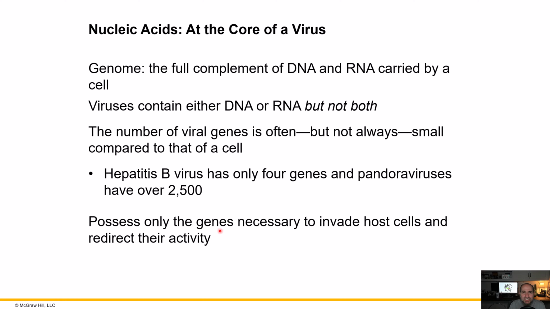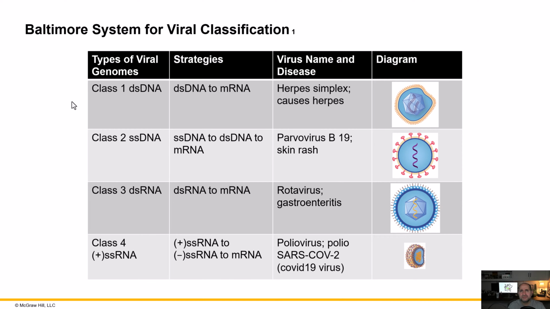Viruses only need the genes necessary to invade host cells and redirect their activity. Those genes are there to redirect the activity of the host cell and to code for new capsid proteins, new spike proteins, new enzymes, and the enzymes necessary to copy all the viral components. Now, how do they categorize or classify viruses? Let me introduce you to the Baltimore System of Viral Classification. Baltimore is a Nobel Prize winner, David Baltimore at Caltech, and he derived this new method of classifying viruses based on their genomes.